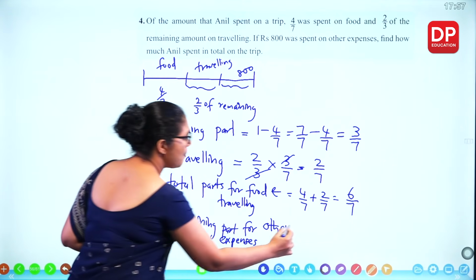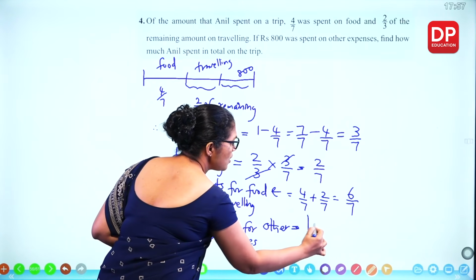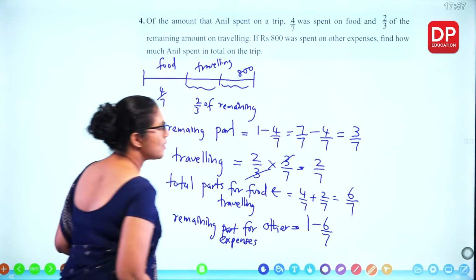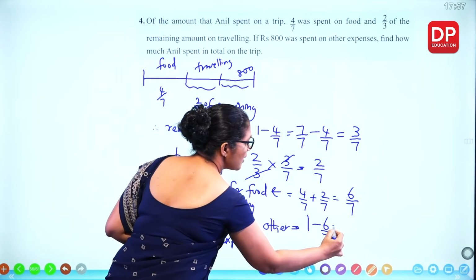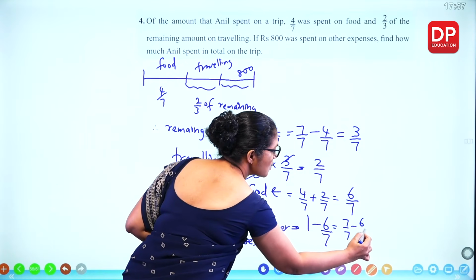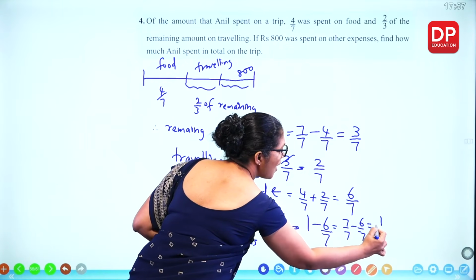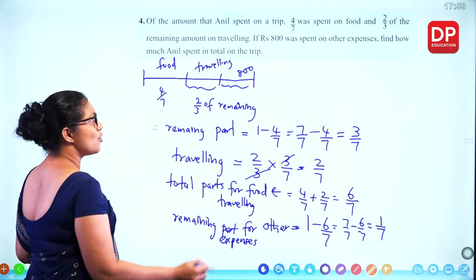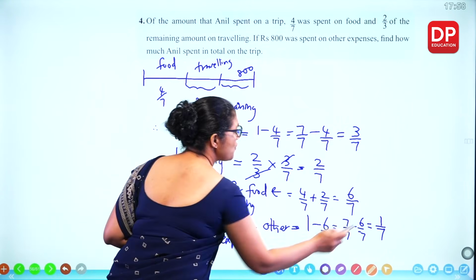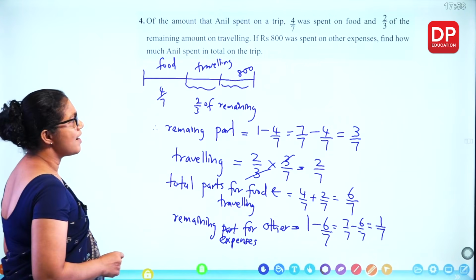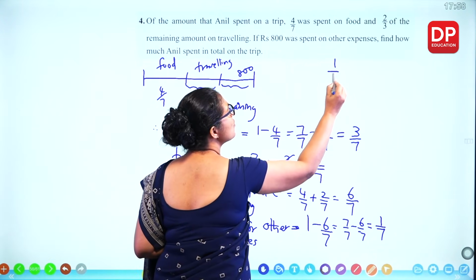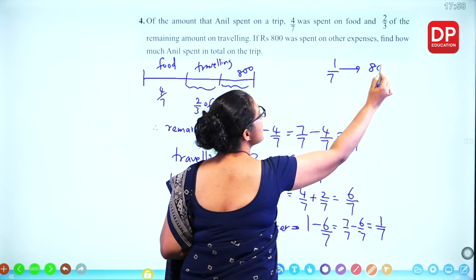So what's the remaining part? Take the full amount, subtract the total parts. So you get 7/7 minus 6/7. You get 1/7. So now it says 1 out of 7 means 800. So 1 out of 7 represents 800.